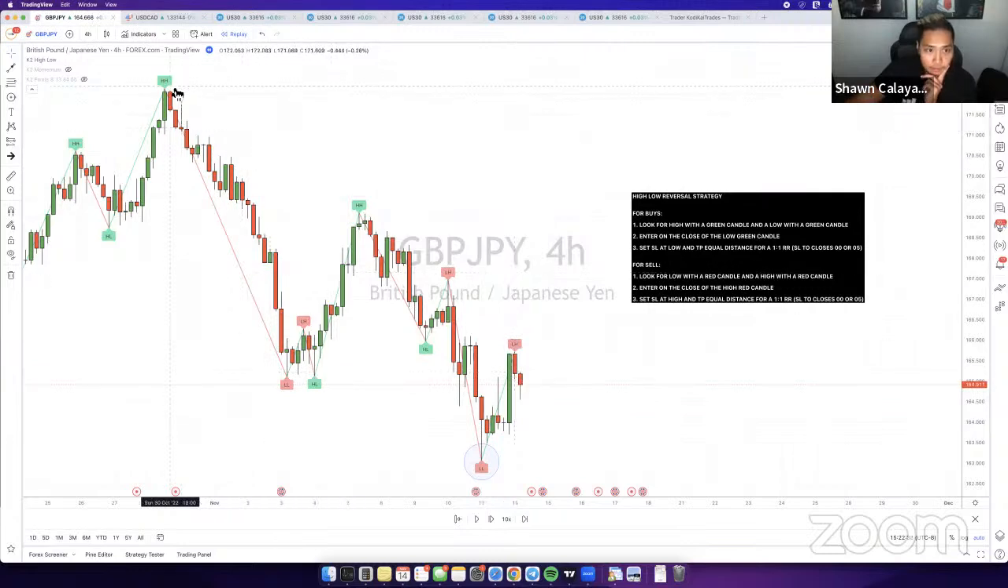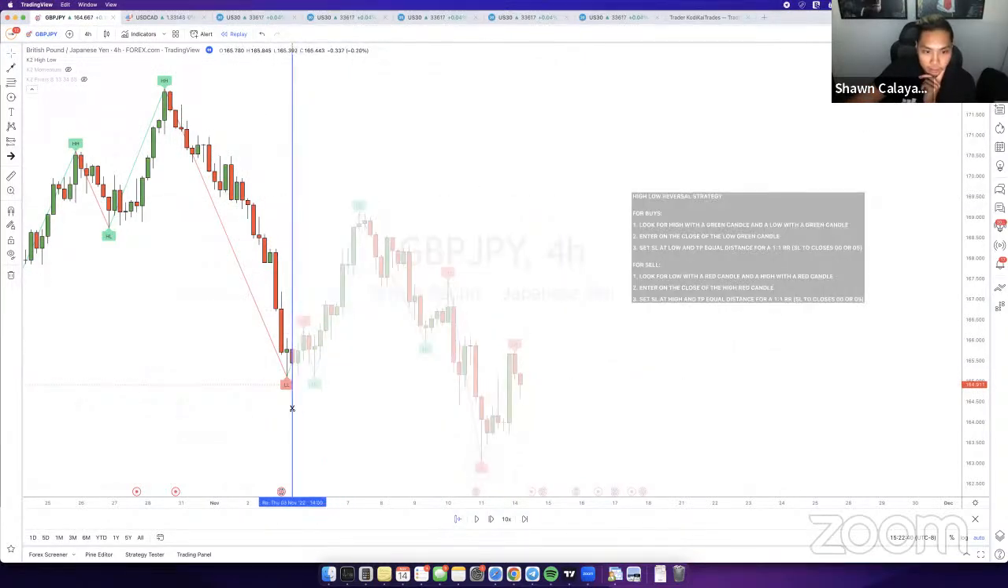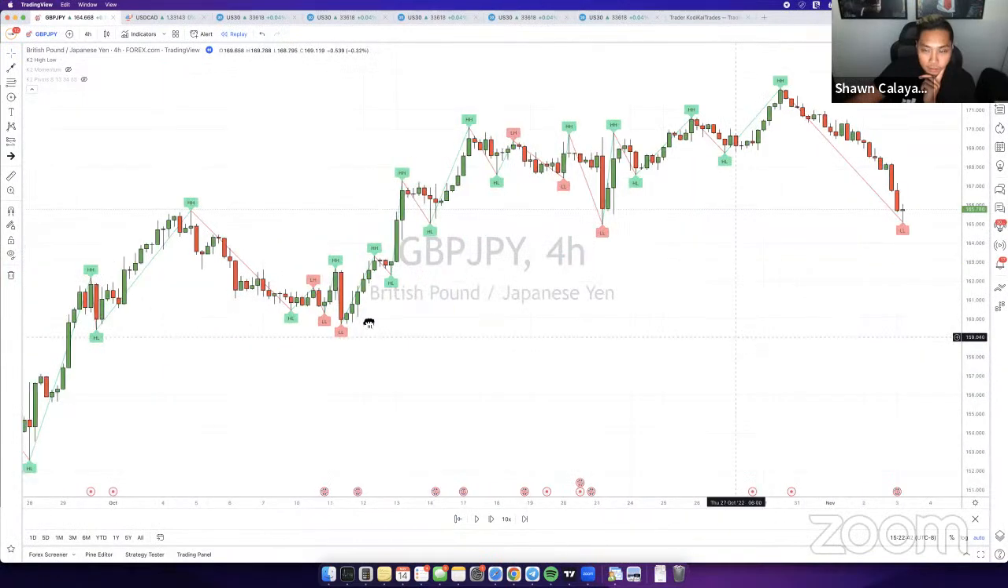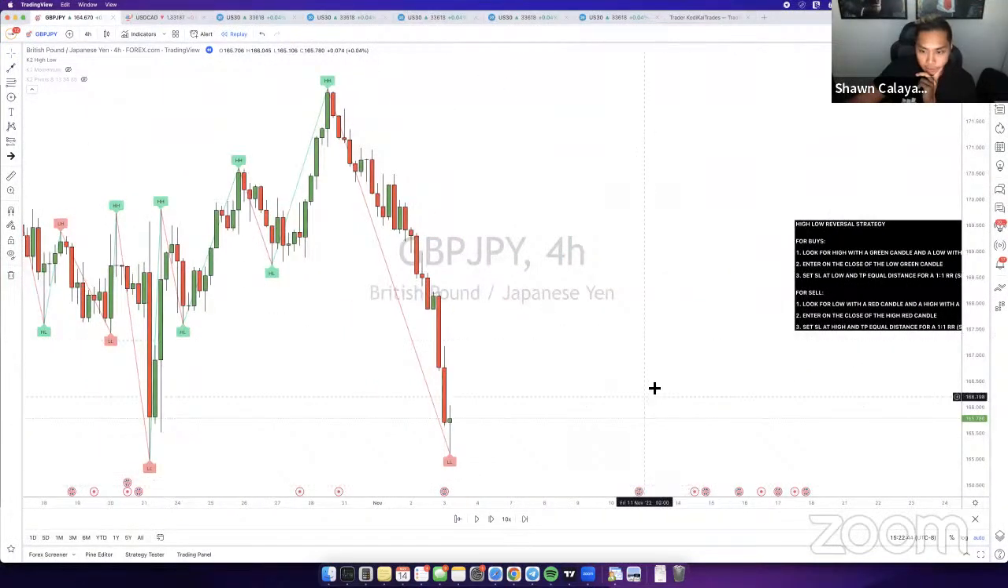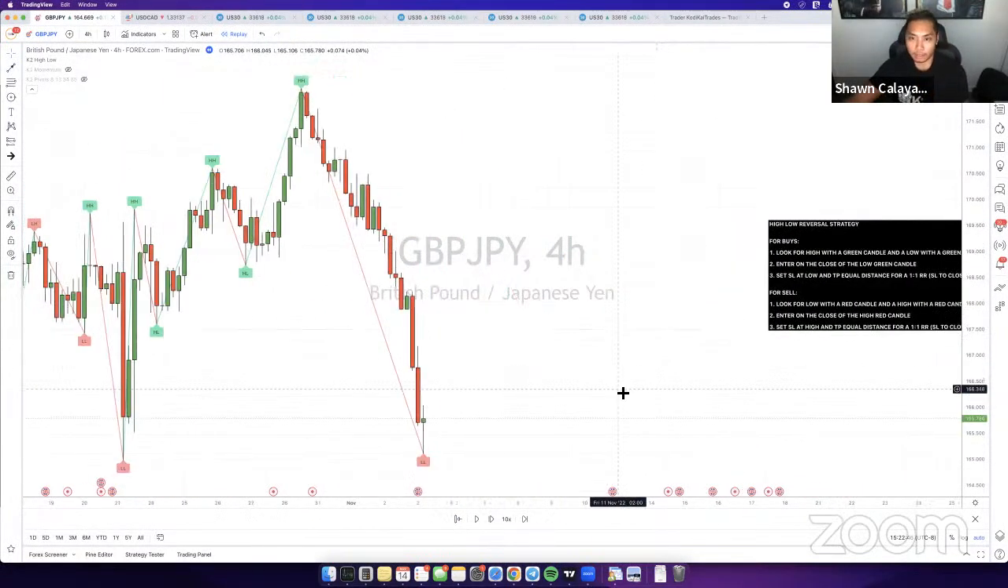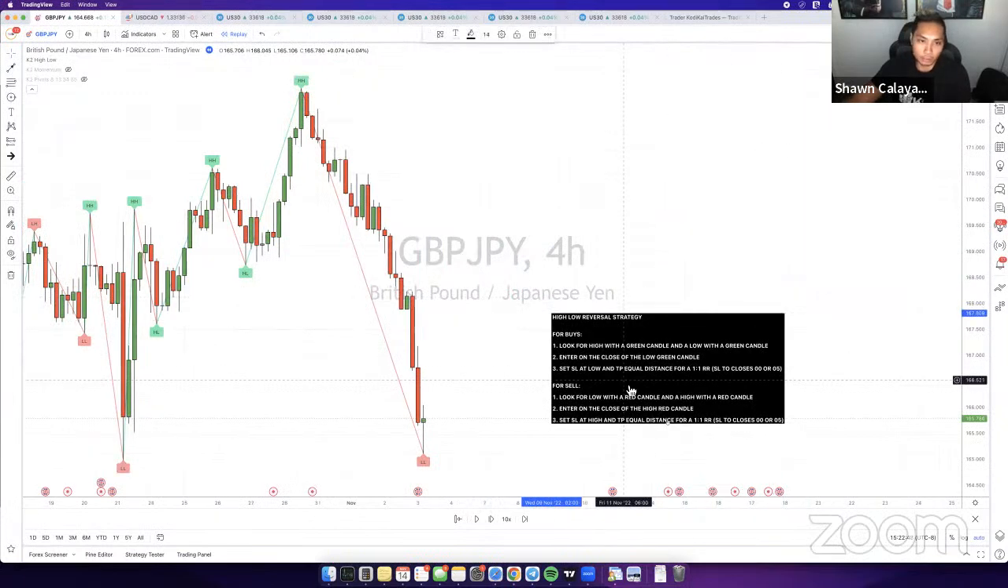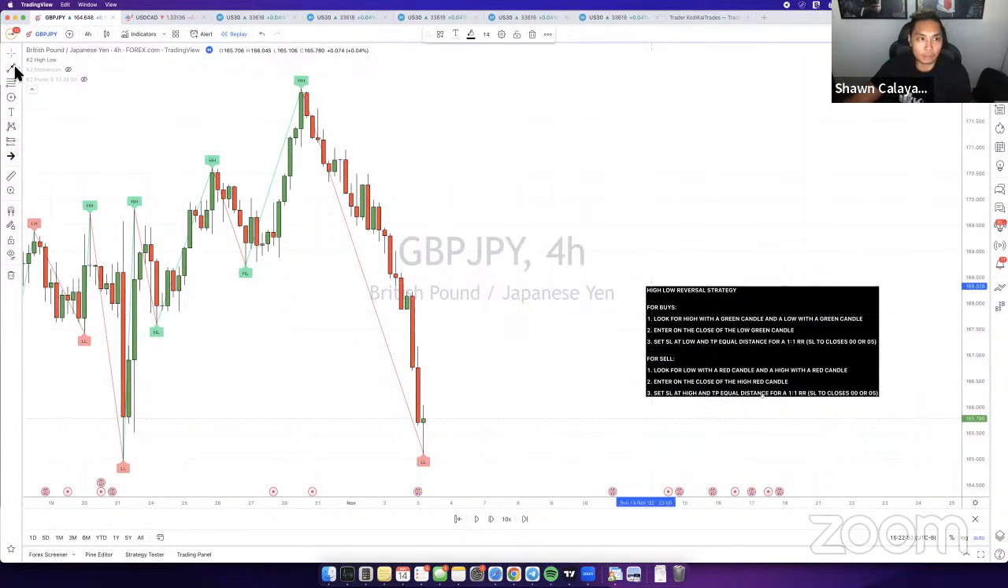Here's another one right here. So let me just replay to this candle. There's actually two that are back to back right here. So when you're looking for a buy, you're doing the opposite. Instead of looking for a low, you're looking for a high because you're looking for price to retrace up. So the starting point is here, right? You have a high with the green candle and you have a low with the green candle, right? It's the same thing, but you're looking in the opposite direction.